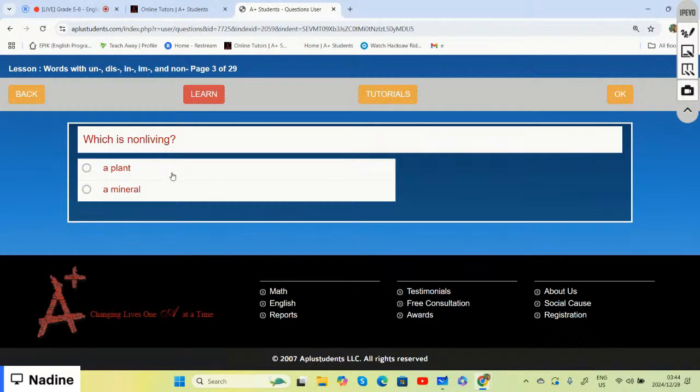Which is non living? Something that is non living. Is it a plant, option one, or a mineral, option two? It is non living. So, which is non living? A plant or a mineral?